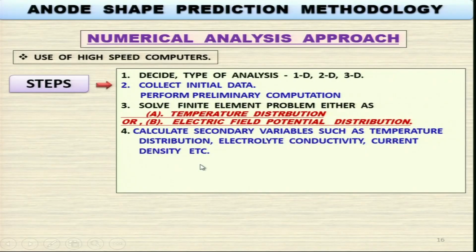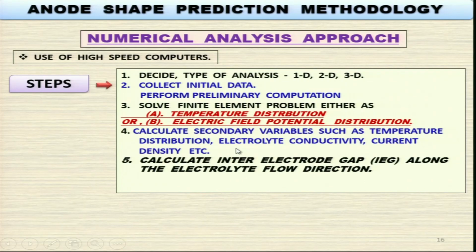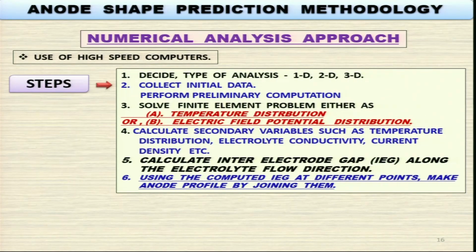Again here also you can take into account the temperature variation, otherwise your results are going to be weaker or not very accurate. Calculate secondary variables such as temperature distribution, electrolyte conductivity, current density, etc. at each node. Calculate the inter-electrode gap along the electrolyte flow direction for each node, and then finally, using the computed inter-electrode gap at different points or nodes, make the anode profile by joining them.